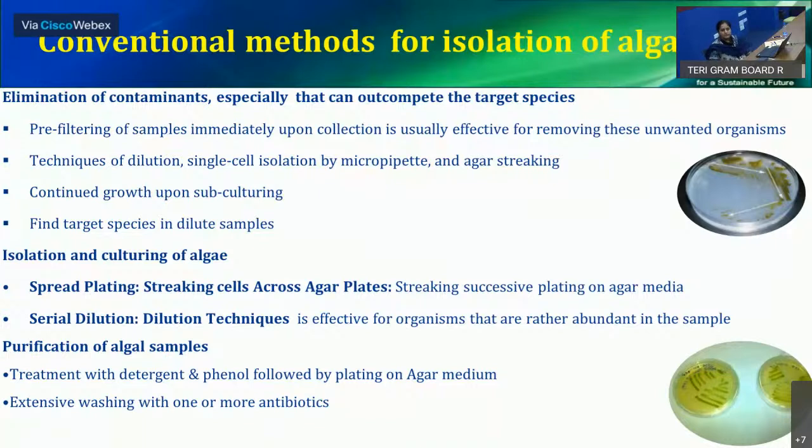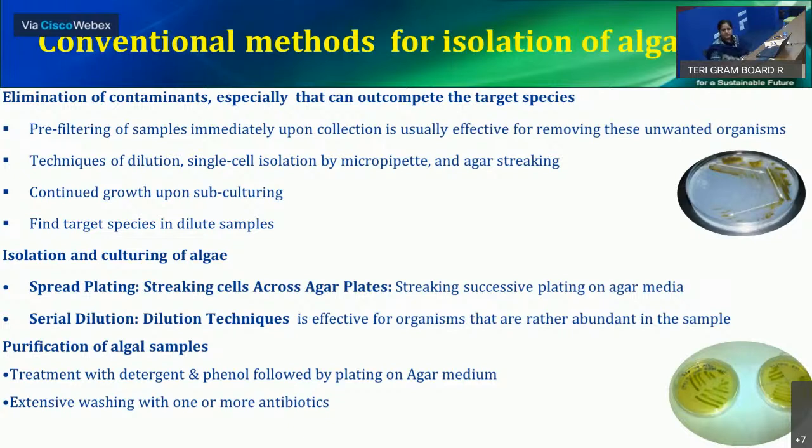And another technique is we can do the dilution followed by streaking in the agar plate. And also we can do continuous subculturing in order to get the single colony. So for the isolation, we follow very basic steps, which are spread plating and serial dilution. We can do the spread plating, streaking across the plates in agar media specific to the habitat. For example, if it is freshwater, we use the freshwater media, and for the marine, we use the marine media.